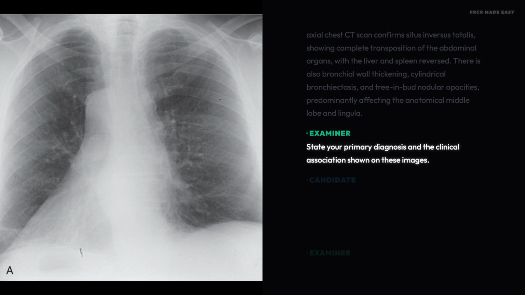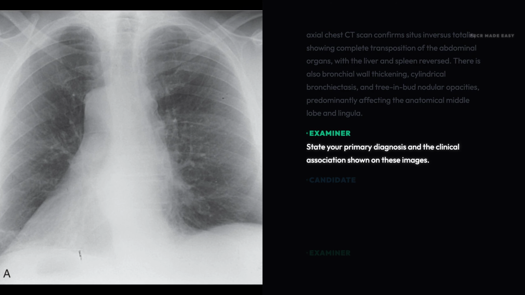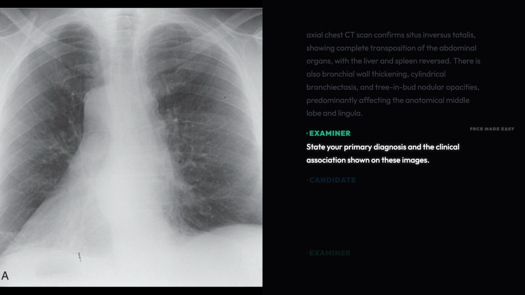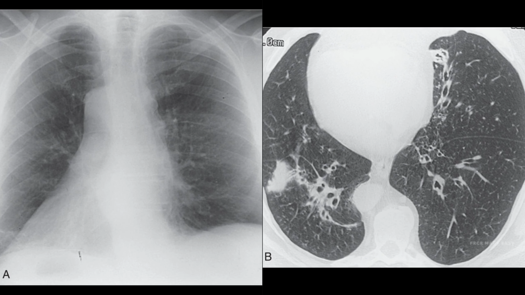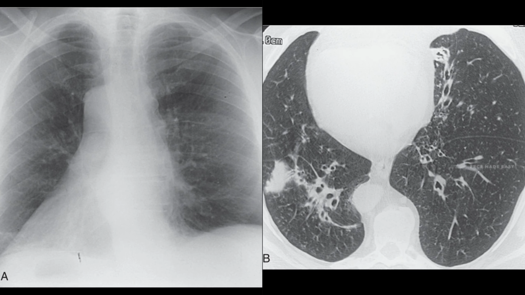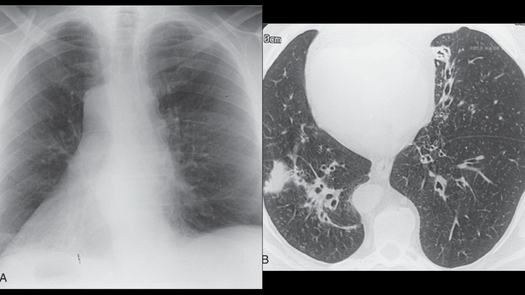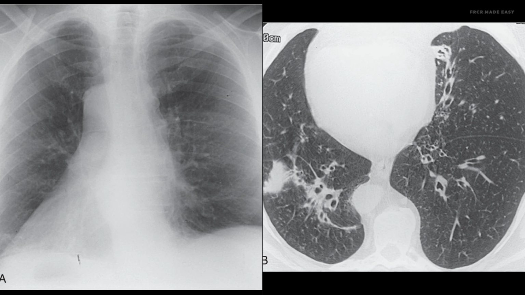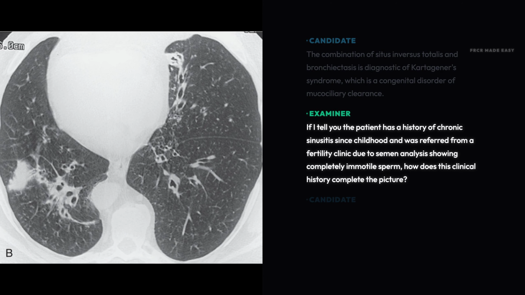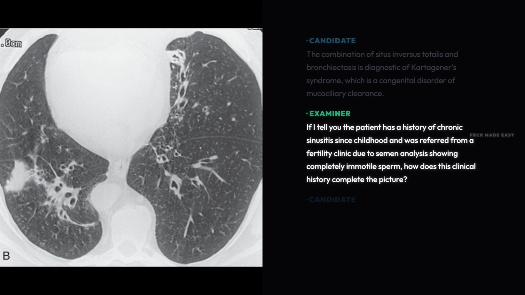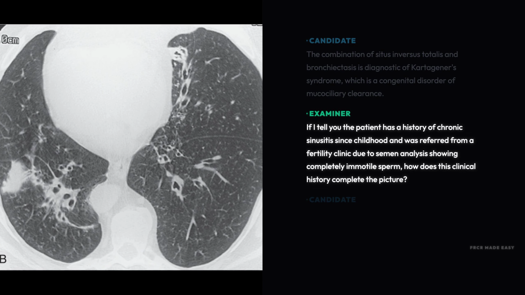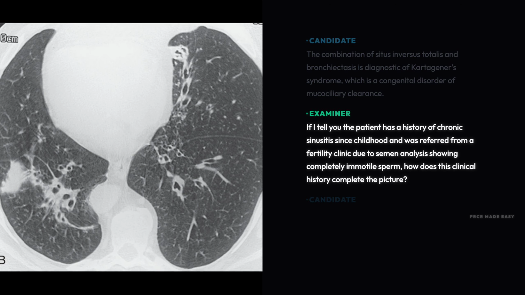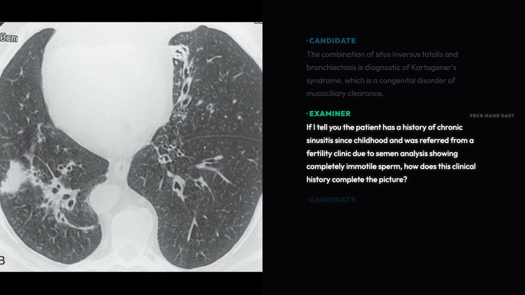State your primary diagnosis and the clinical association shown on these images. The combination of situs inversus totalis and bronchiectasis is diagnostic of Kartagener's syndrome, which is a congenital disorder of mucociliary clearance. If I tell you the patient has a history of chronic sinusitis since childhood and was referred from a fertility clinic due to semen analysis showing completely immotile sperm, how does this clinical history complete the picture?